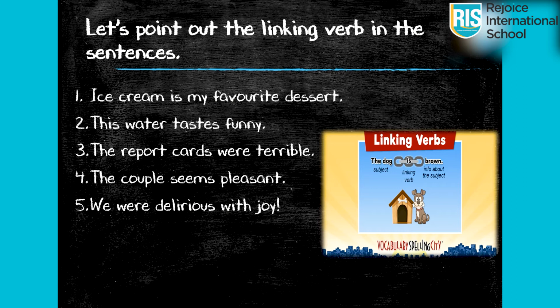Let's take the other example. This water tastes funny. Over here, the linking verb is "tastes". It is connecting the predicate with the subject. It is giving us information about the subject in the form of the adjective funny. So when the predicate functions as an adjective to a subject, that verb becomes a linking verb in a sentence.